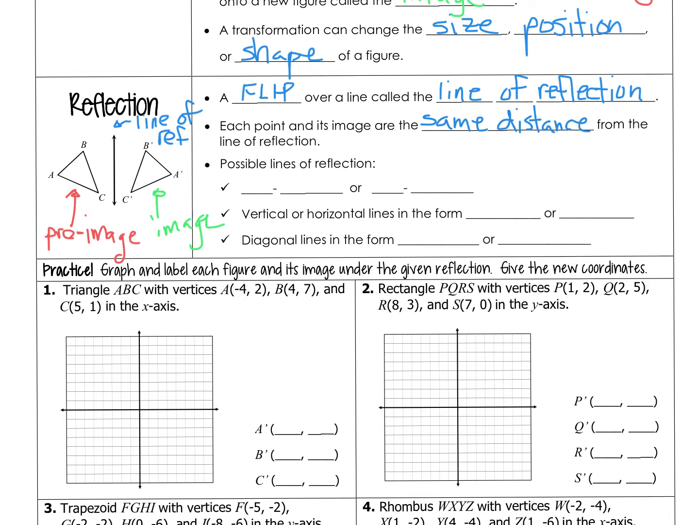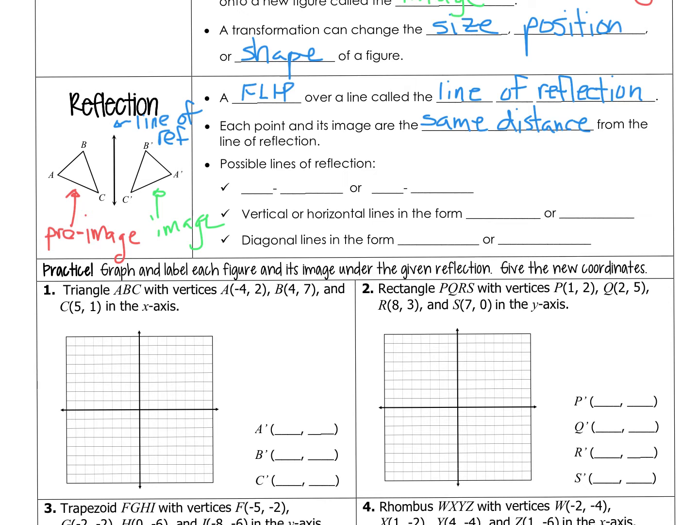So if you look at the pre-image here, look at this A. If you were to measure the distance that A is from this line of reflection, A prime is the identical distance in the opposite direction. Same thing with B. This distance here is the identical distance to B prime. Same thing with C. This distance here is the identical distance over there.